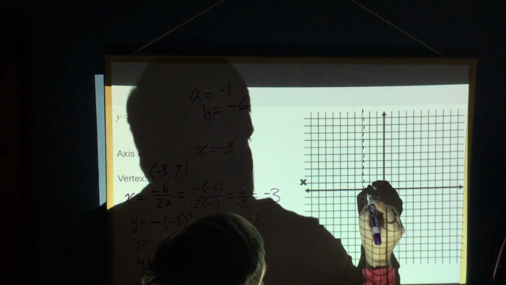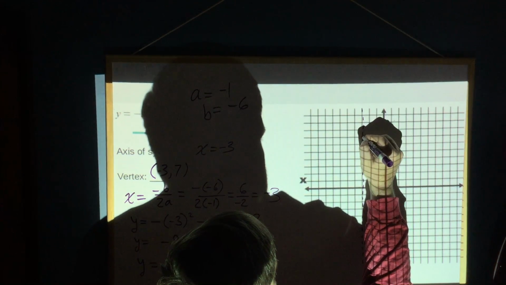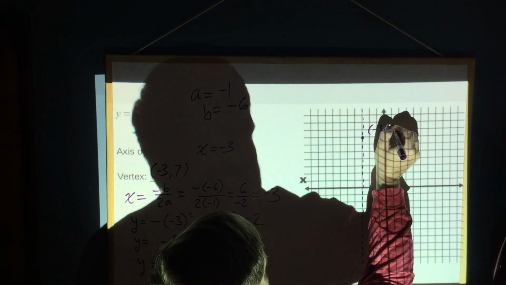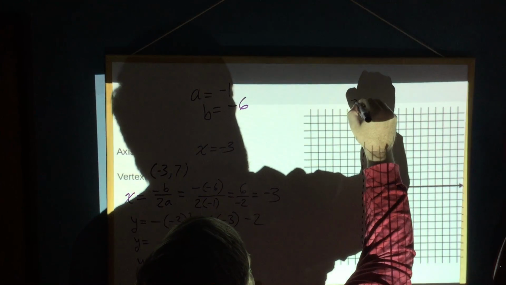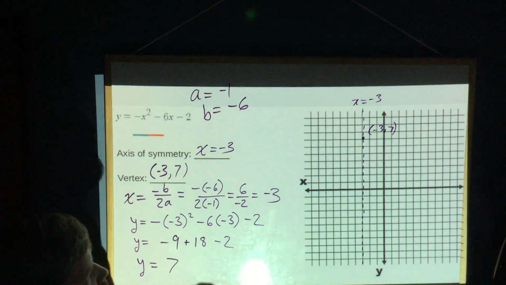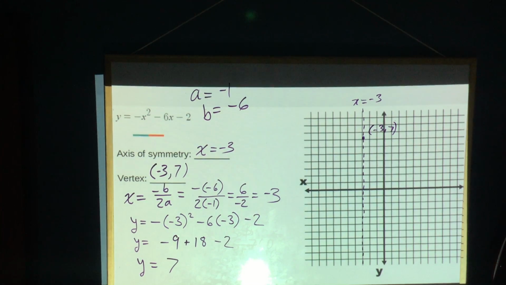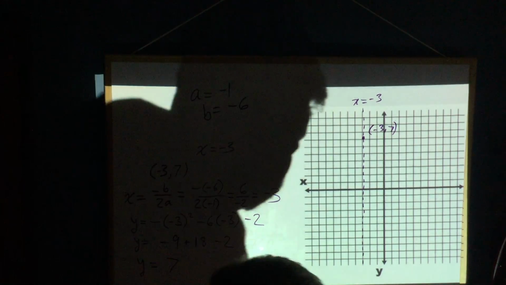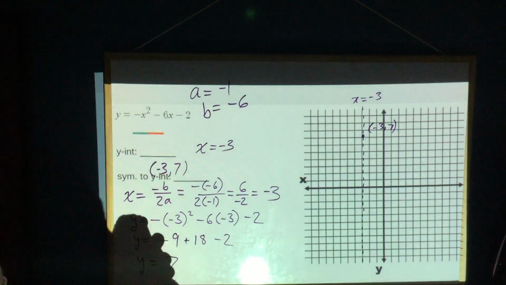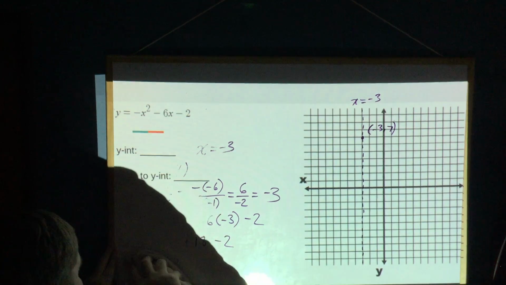So let me go ahead and plot that. 1, 2, 3, 4, 5, 6, 7. So right in there, we have -3, 7. And the equation of that was x equals -3. Okay. So we have our axis of symmetry and we have our vertex. Let's now go ahead and find the y-intercept and its symmetrical point.